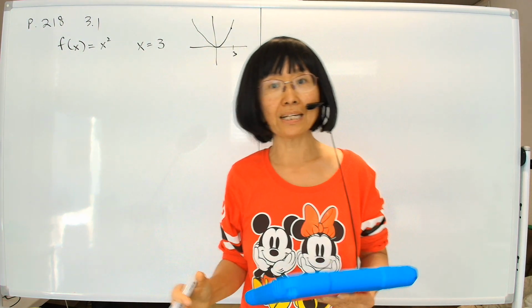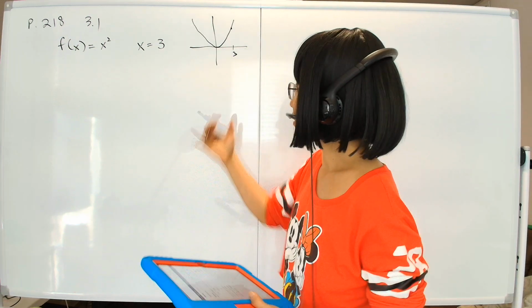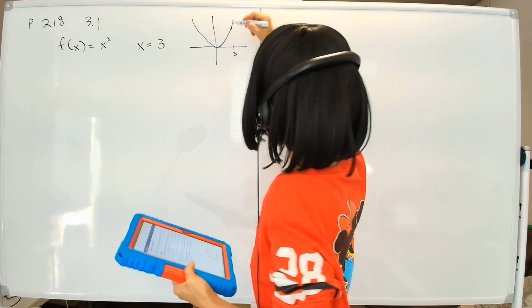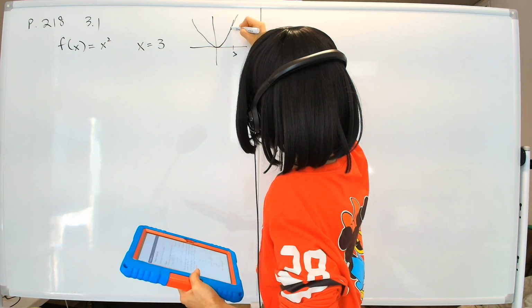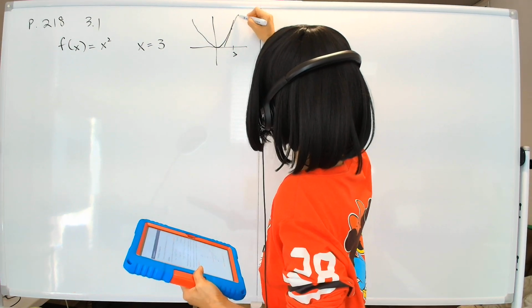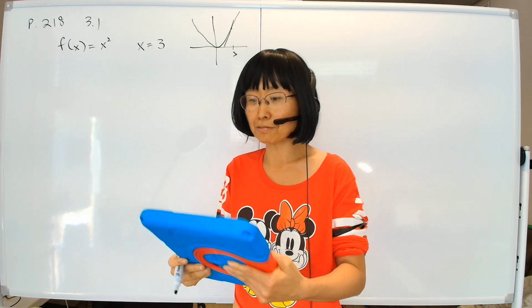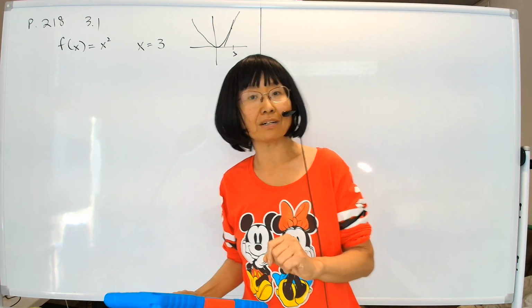So you need to draw a tangent line. A tangent line only touches a curve like that at only one point normally. So you draw something like that. That's your tangent line. That's what we're looking for. We need to find the equation of the tangent line.